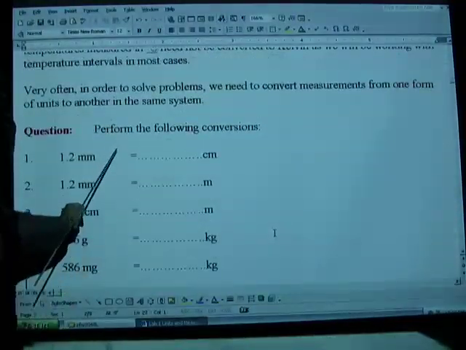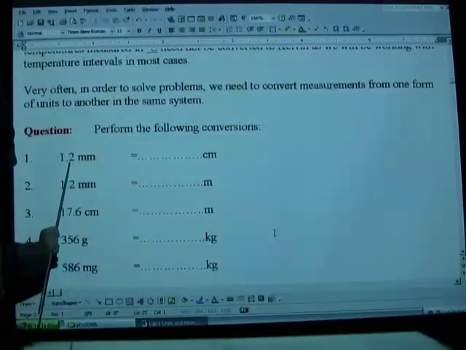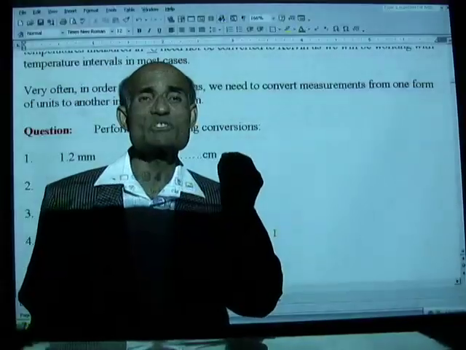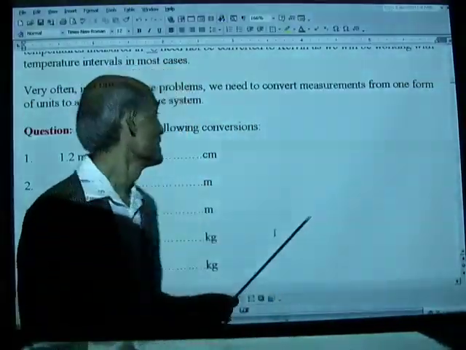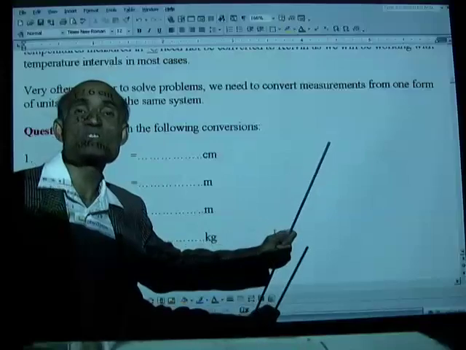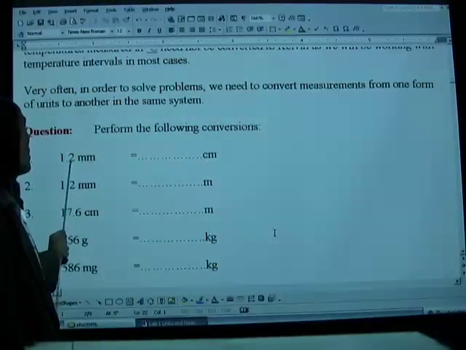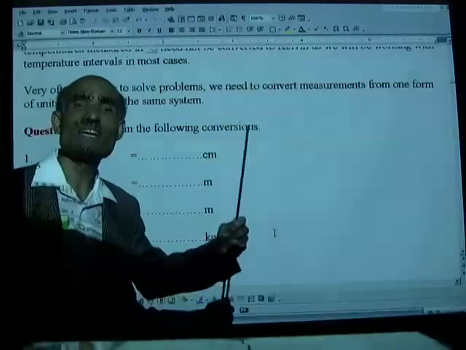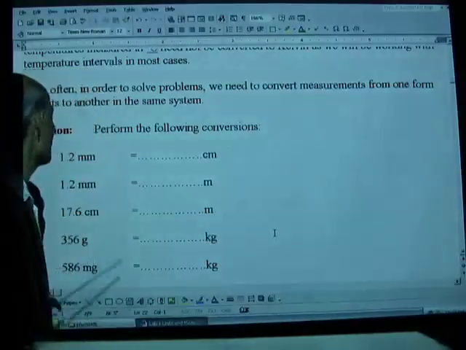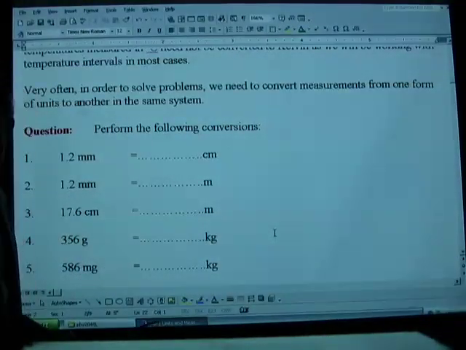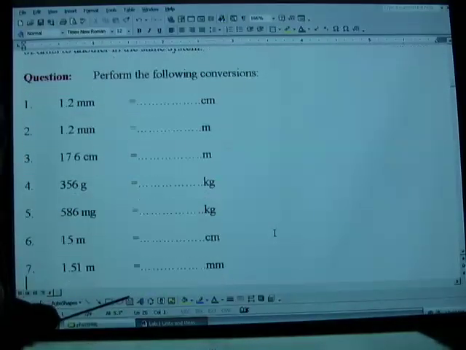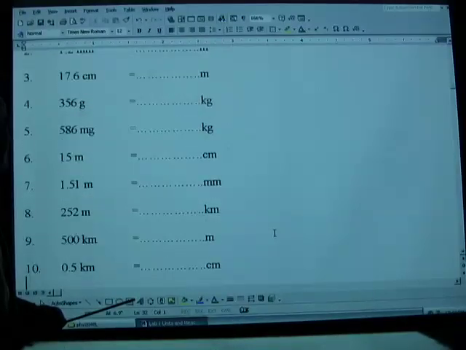And now I want you to complete these tables. 1 millimeter is what part of a centimeter? I want you to give me the answers using powers of 10. For example, 1 millimeter is 10 to the power of negative 1 of a centimeter. Therefore, 1.2 millimeter is 1.2 times 10 to the power of negative 1 centimeter. All right, complete this table using the same principle. All right, there's no problem there.